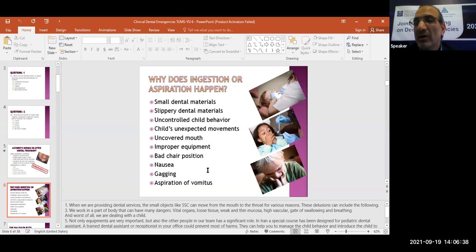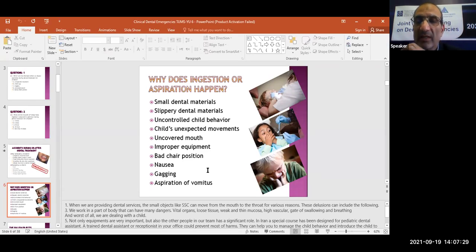Why does ingestion or aspiration happen? As you know, we have a lot of small dental materials or slippery dental materials in our procedure. When we are providing dental services, a small object like a screw, band, and other things can move from the mouth into the throat for various reasons. And we work in a part of the body that can have many dangers: vital organs, loose tissue, weakened thin mucosa, and high vascularity, with risk of swelling and breathing problems.